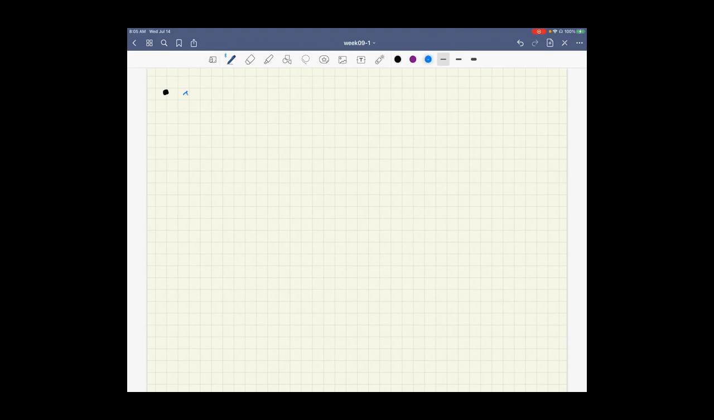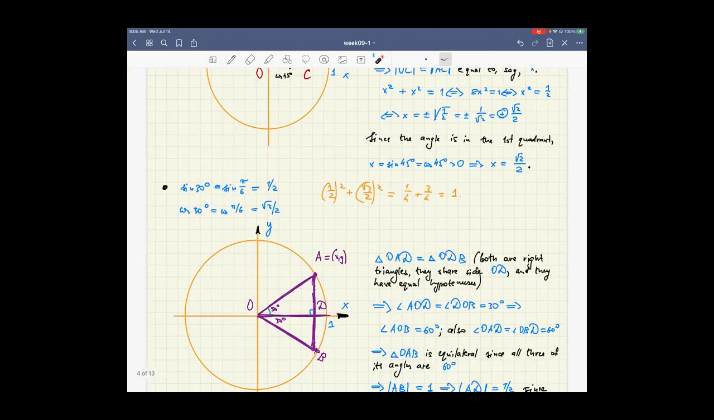So we claim that sine of 60 degrees, which is pi over 3, is root 3 over 2, and cosine of 60 degrees, which is cosine of pi over 3, is 1/2. So you see root 3 over 2 and 1/2, and again, these numbers we just saw when we were computing sine and cosine of 30 degrees.